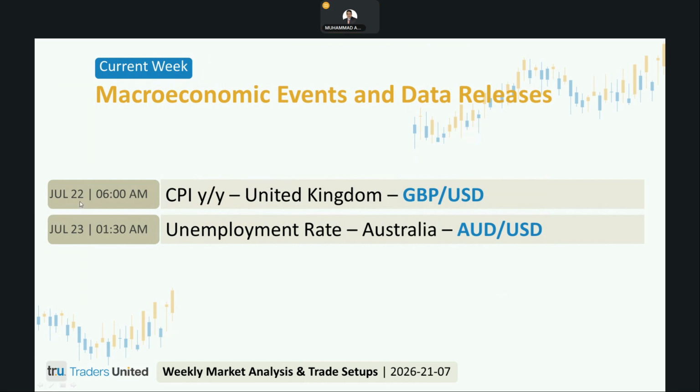So July 22nd at 6 a.m. UTC time, CPI in the United Kingdom, and the currency pair we're going to focus on is the GBPUSD currency pair. The next important news announcement is the unemployment rate in Australia, and the date and time is July 23rd, 1:30 a.m. UTC time. So let's start with the first one.